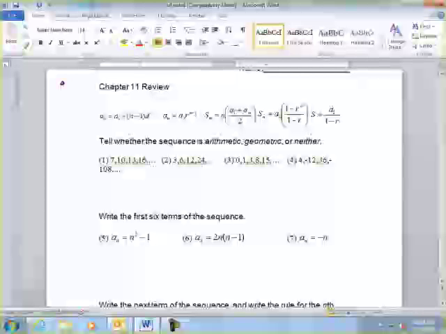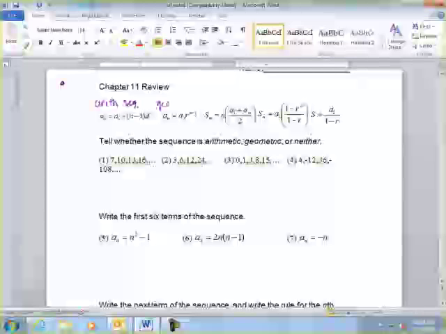For your Chapter 11 test, it will look just like the review, and those 5 formulas that are at the top will be at the top, but they are not labeled as to what they are used for, so you need to recognize which formula to use for what. So the first one is for an arithmetic sequence.